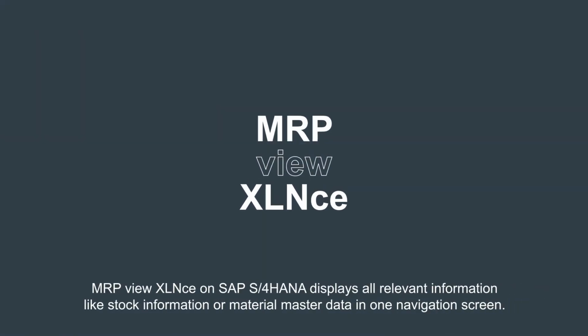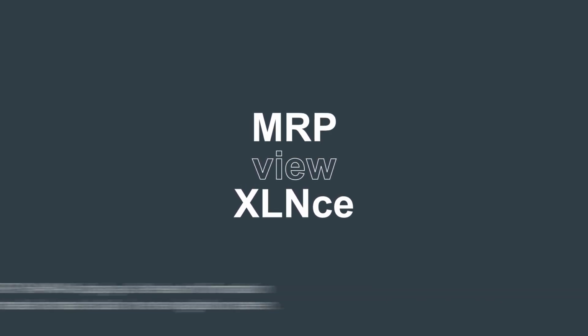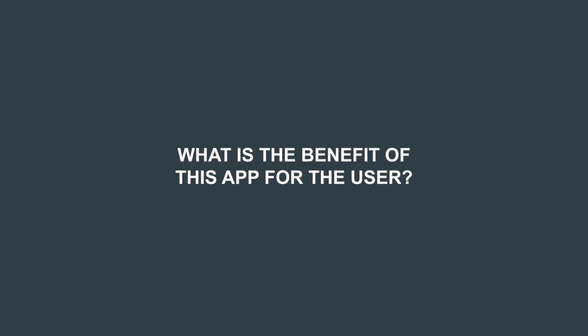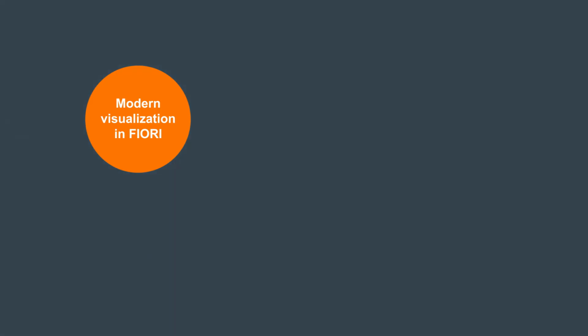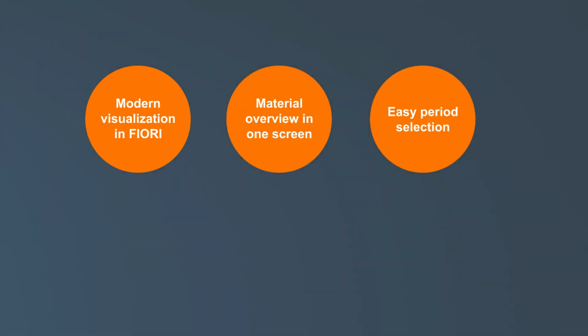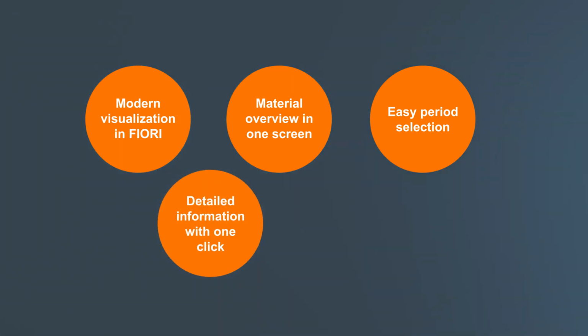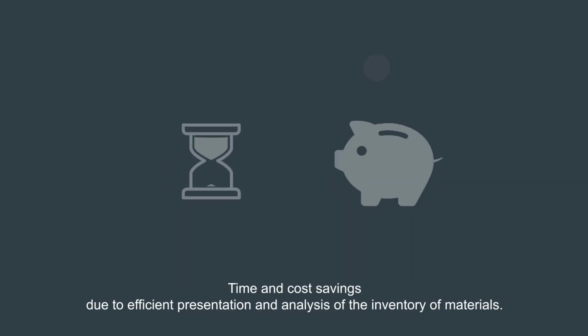MRP View XLNce displays all relevant information like stock information or material master data in one navigation screen. What is the benefit of this app for the user? Modern visualization in Fiori, material overview in one screen, easy period selection, detailed information with one click, single material or aggregated view, time and cost savings due to efficient presentation and analysis of the inventory of materials.